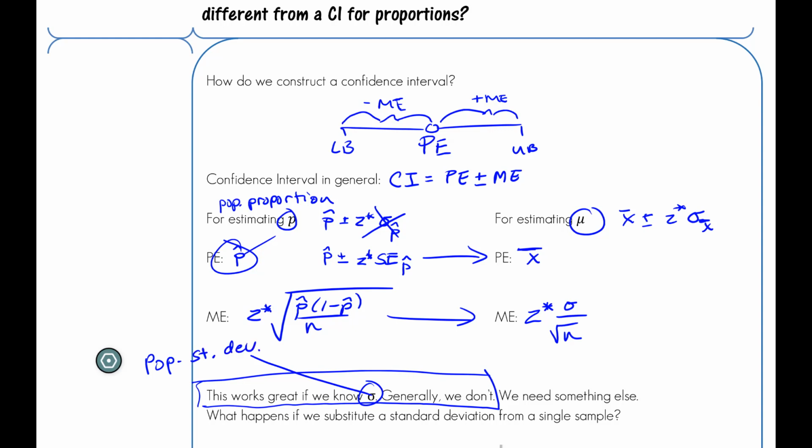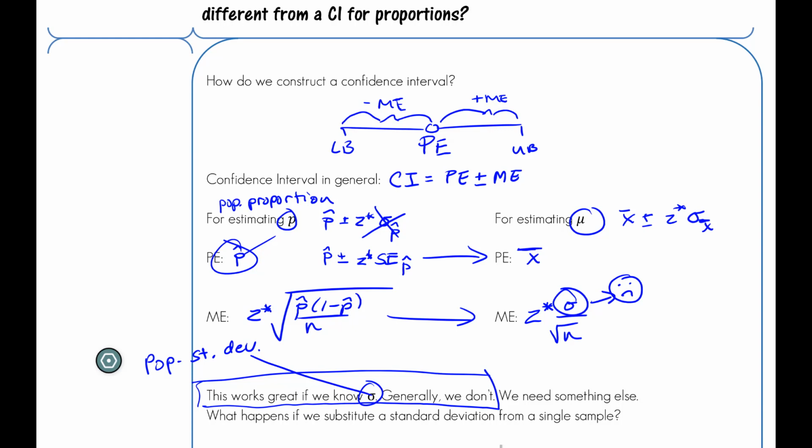We don't know what the population standard deviation is. If we knew what that was, we would know what the population mean is. The whole idea is to take something from a sample and a sample only to try and estimate what the population is and how it's behaving. So the problem here is we don't know what this guy is.